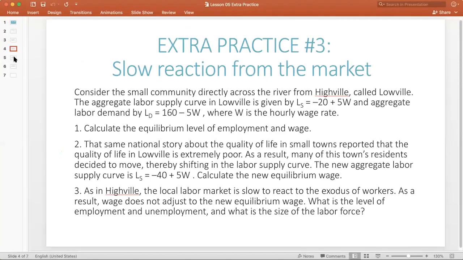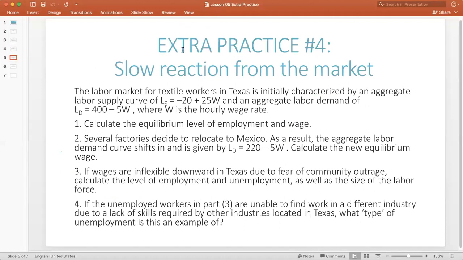So number 4, I guess it's still equilibrium. Okay, so the labor market for textile workers in Texas is initially characterized by an aggregate labor supply curve of labor supply equals negative 20 plus 25W, and an aggregate labor demand of labor demand equals 400 minus 5W, where W is the hourly wage rate. So once again, calculate the equilibrium level of employment and wage.